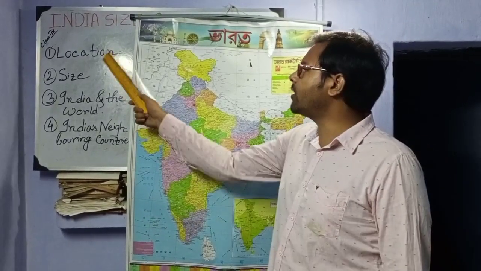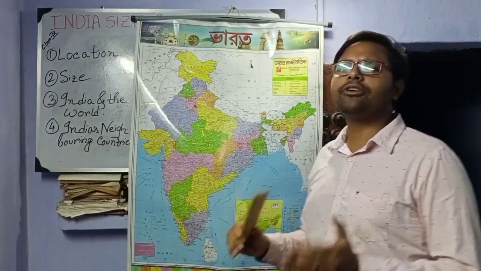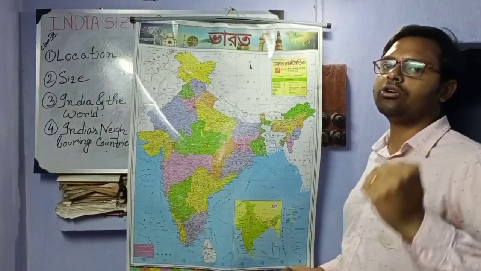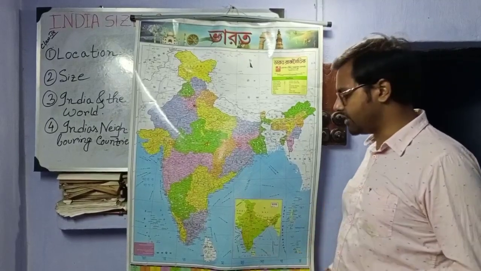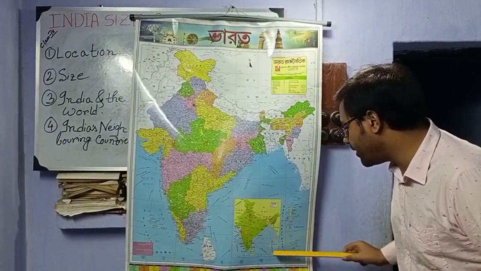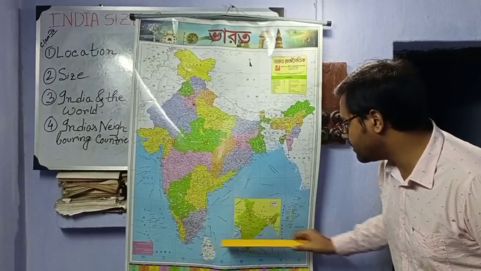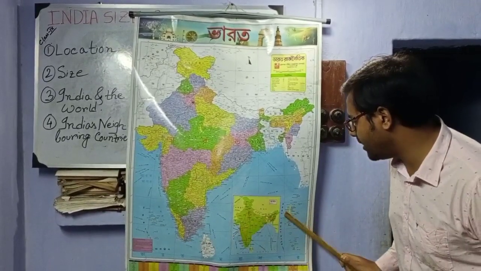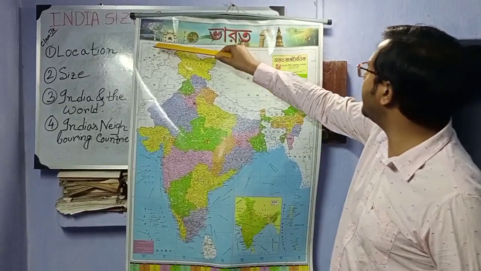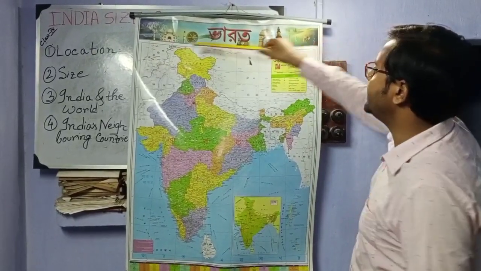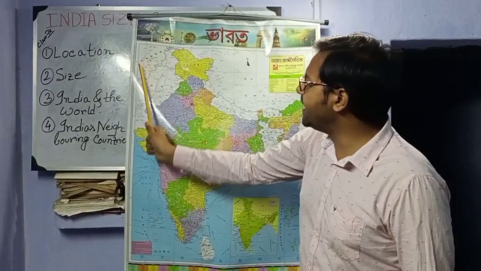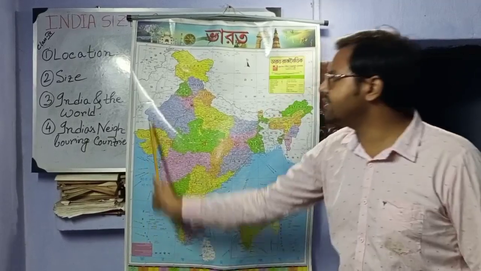Then we will see the first point, location. As we have said, from the equator it is 876 km toward the north, and 8 degree 4 minute north to 37 degree 6 minute north. That is the lowest latitude here, 8 degree 4 minute. That is where it is completed here, and Andaman Nicobar is completed here. That is 8 degree 4 minute north to 37 degree 6 minute north, and 68 degree 25 minute east. That is the east longitude.